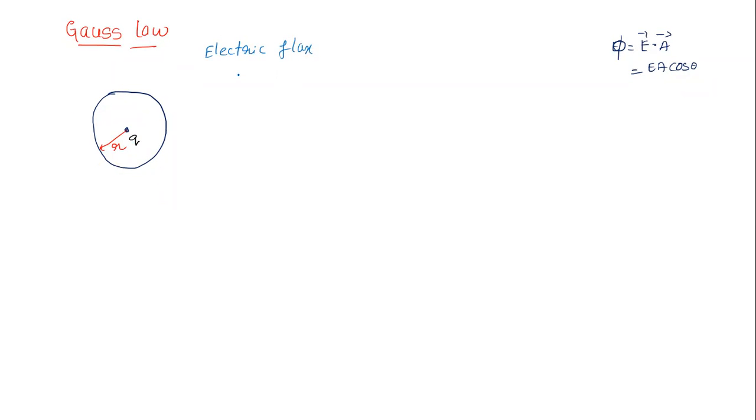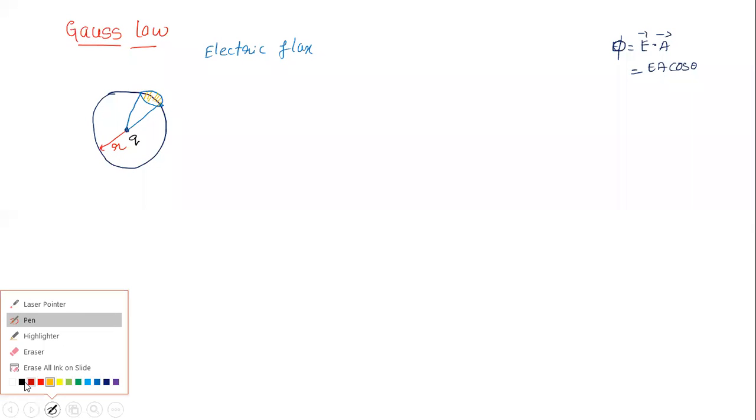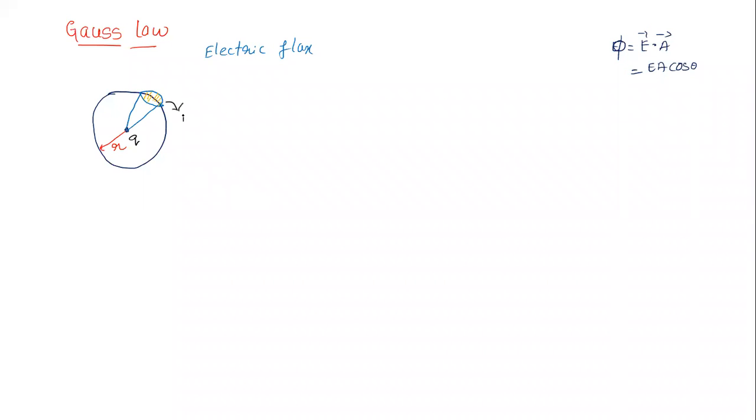First, I'll assume a smaller surface area, like this. I will first find the electric flux through this area. This area size I'm going to take as delta S. Delta S indicates a small or elemental area.